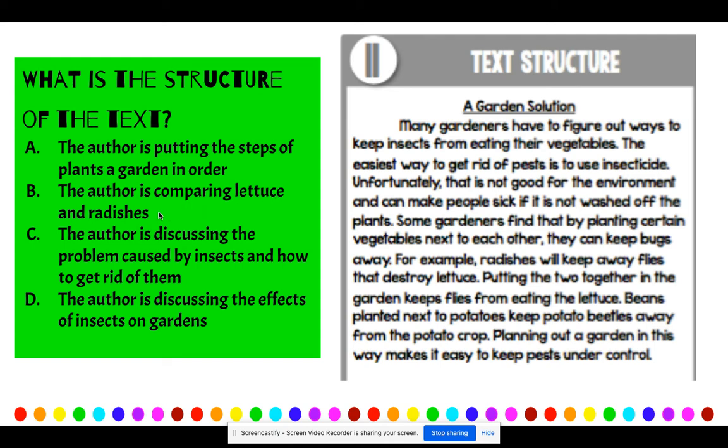B, the author is comparing lettuce and radishes. Well, he talks about lettuce and radishes, but does he ever tell me how they're the same or how they're different? No. So B is not the best choice.